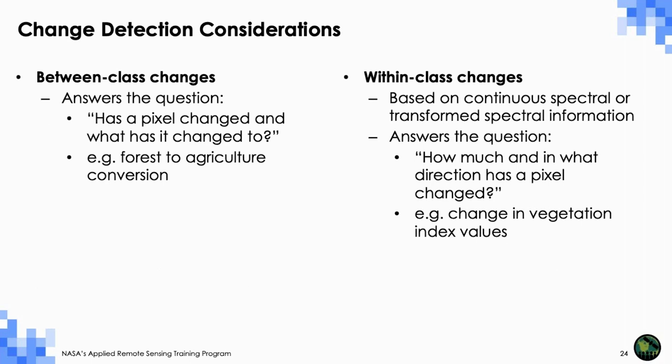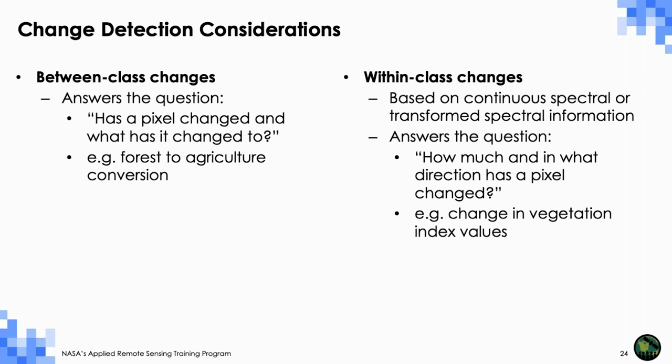All right, so it's also important to consider the class of the change you're attempting to identify. So if you're looking at between class changes, you're typically evaluating the change of one land class to another, basically asking the question, has the pixel changed and what has it changed to? An example of this is conversion of forest to agricultural lands.